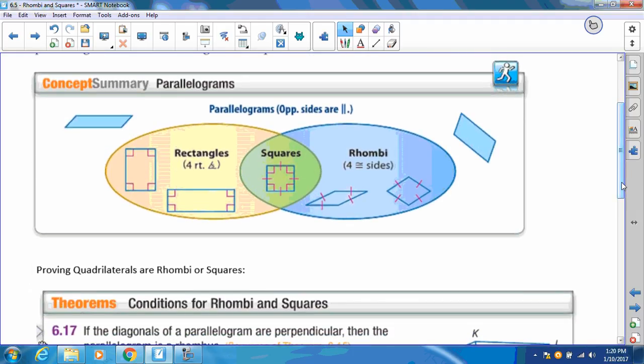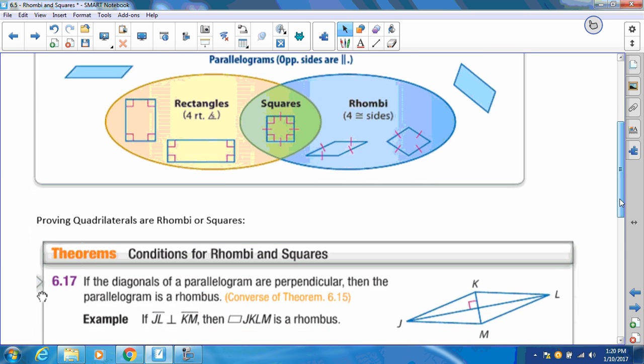So you have your rectangles over here on the left, you have your rhombi over here on the right, and they're showing you those characteristics. A rectangle is four right angles, a rhombus has four congruent sides, and then if you look at a square, it's the combination of that, the four congruent sides and the four right angles.